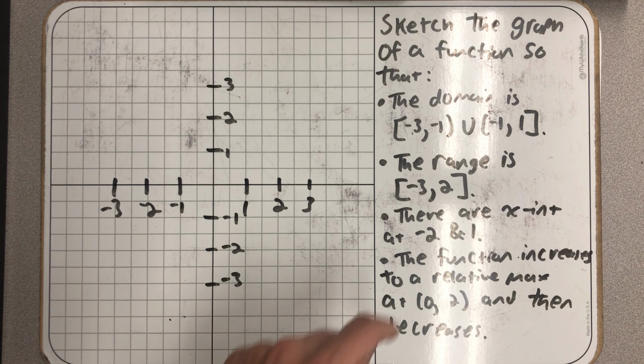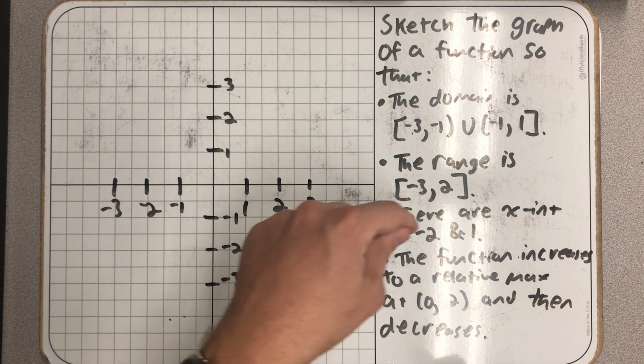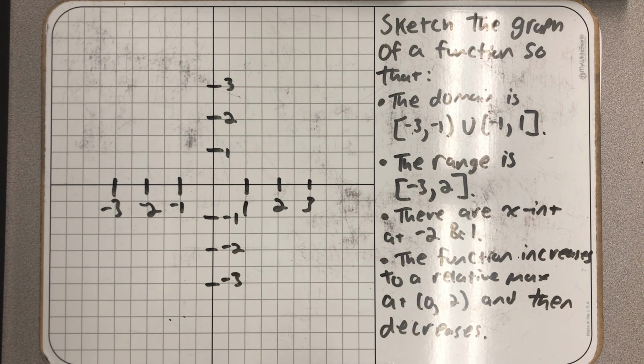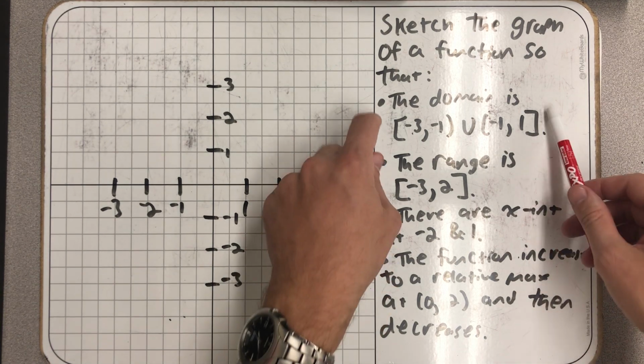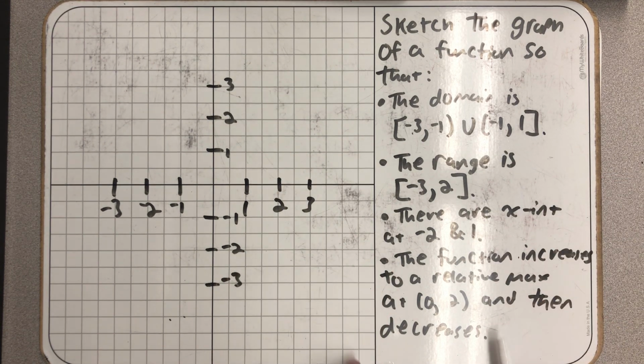I'll have x-intercepts at -2 and 1 when I'm done. And then finally, the function is supposed to increase until it has a maximum at 0, 2, and then decrease after that. So while these things are stated first, I'm actually going to start by looking at these last two requirements, because they help me plot some points.